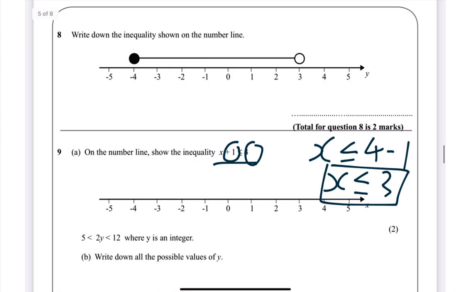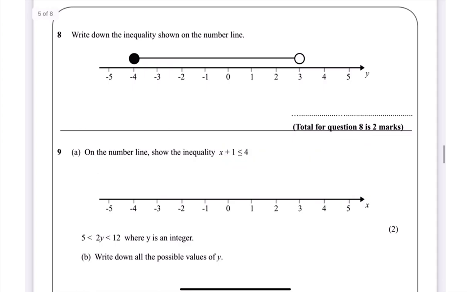it's x is something. So therefore x is less than or equal to 3. It's got the equal sign in there, so it should be shaded, and it says less than, so it's going to go one direction. Okay, so have a look at that. Plot that for me, please. Next one.